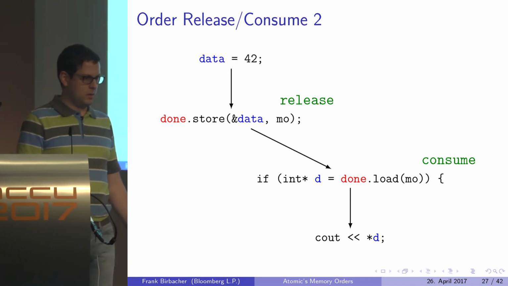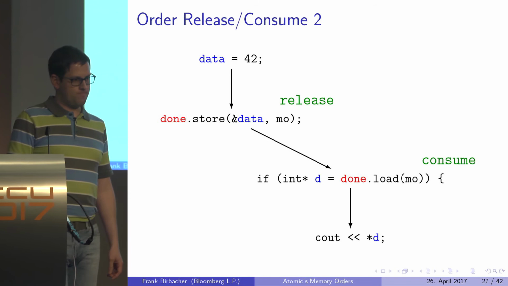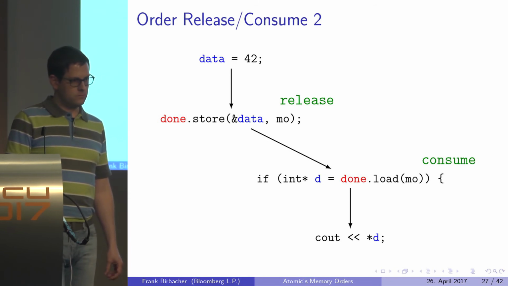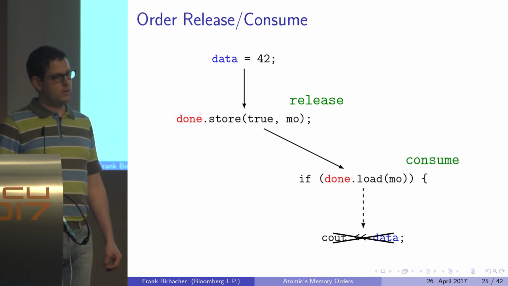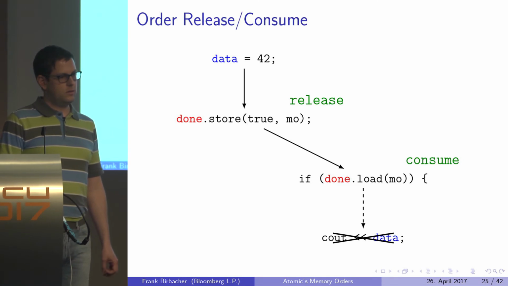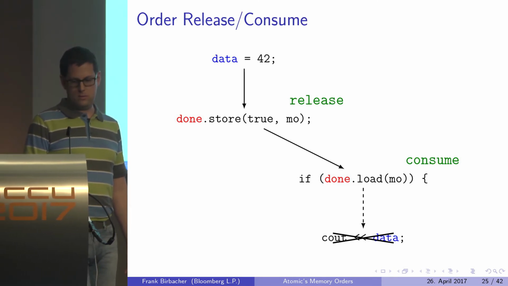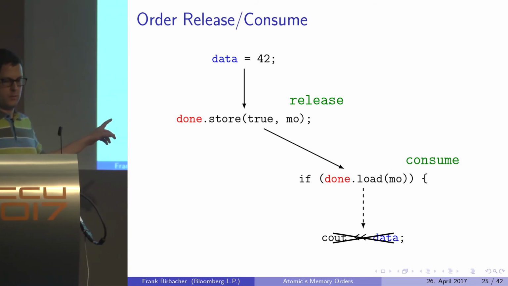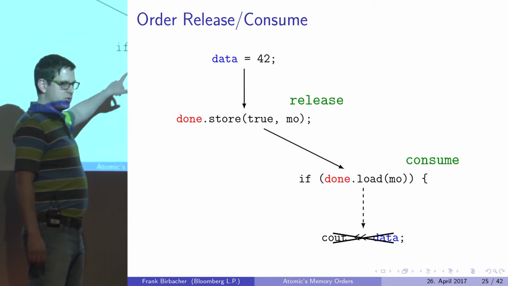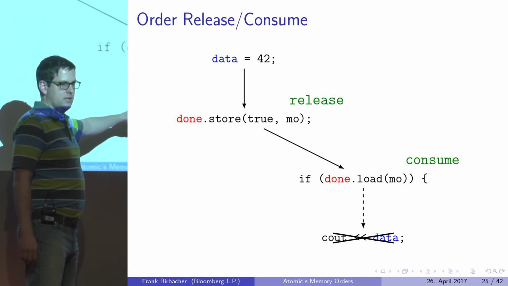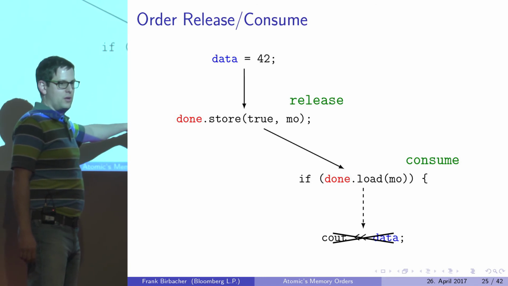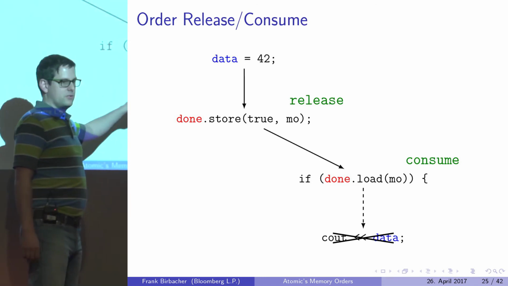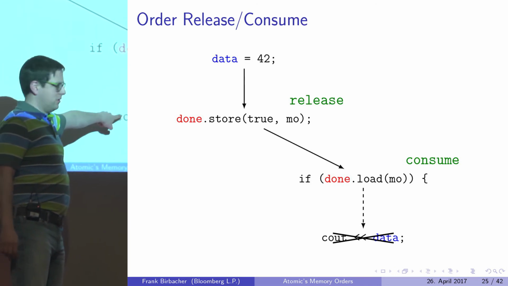Yes? As I understand it, on the previous slide, with consume, you pass the Boolean flag. In your consume operation, there was no sequence before between the data being typed to cout and the done.load. Oh, the question is, here I supposedly don't have a sequence before relation. Actually, that's not what it should mean. It's still sequenced before, but it's not a dependent load.